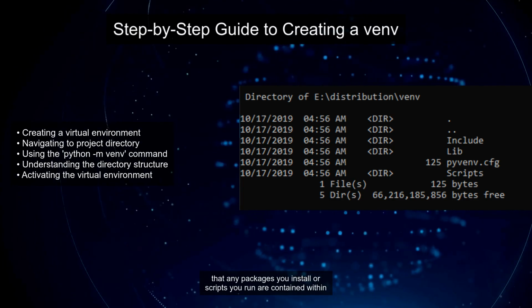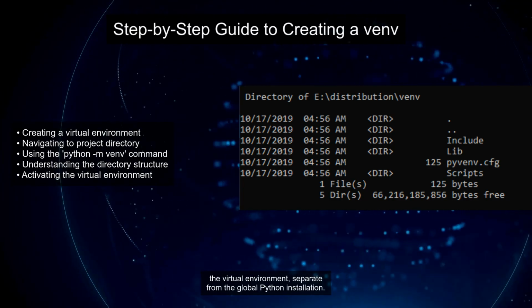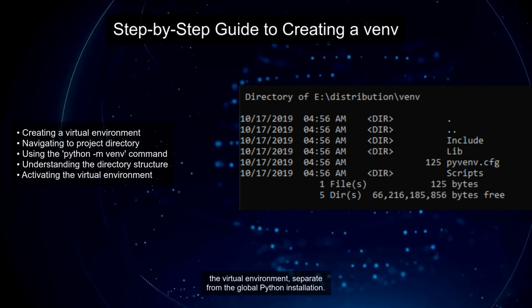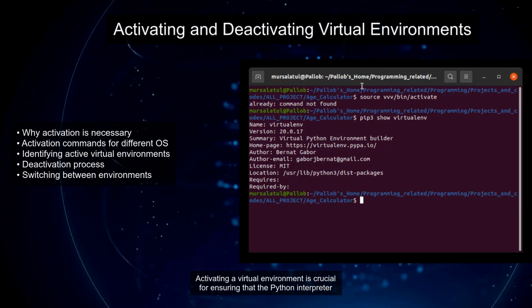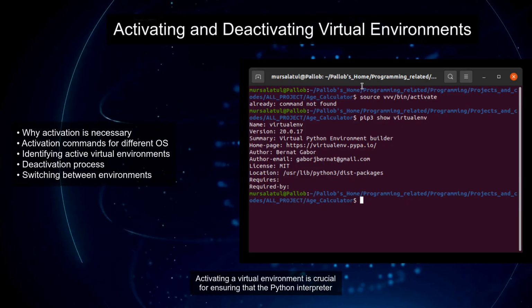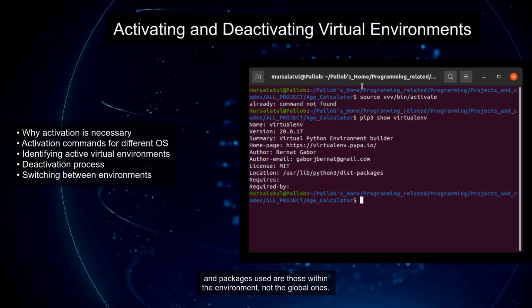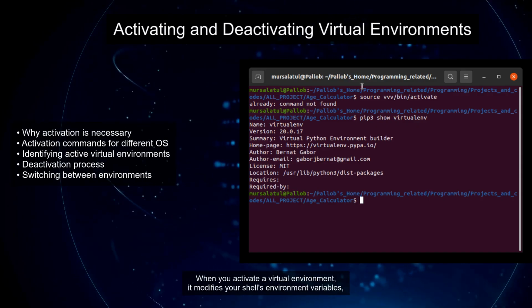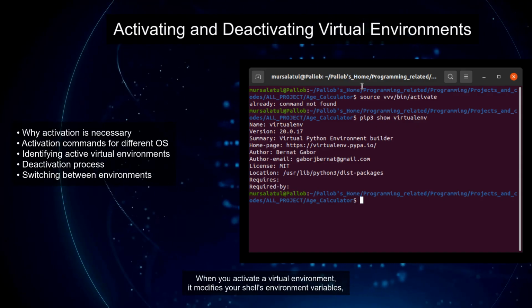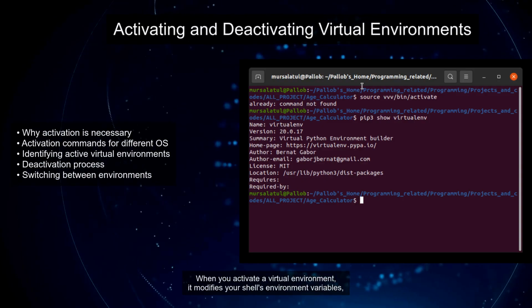This isolation ensures that any packages you install or scripts you run are contained within the virtual environment, separate from the global Python installation. Activating a virtual environment is crucial for ensuring that the Python interpreter and packages used are those within the environment, not the global ones. When you activate a virtual environment, it modifies your shell's environment variables, directing Python commands to the virtual environment.